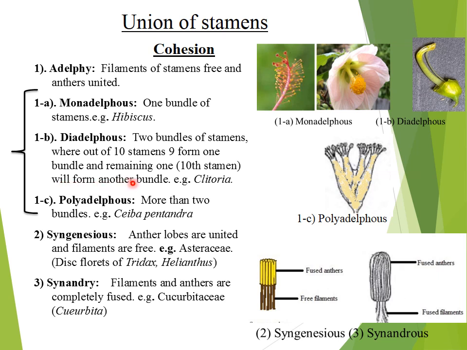Syngenesious condition. When the anther lobes are united and the filaments are free, it is known as syngenesious condition. In diagram number 2, the yellow anthers are fused together, whereas the filaments are free from each other. The family Asteraceae or Compositae contains this type of syngenesious stamens, and the examples are Tridax and Helianthus annuus. Synandry, when the filaments and anthers are completely fused. In diagram number 3, synandrous condition, both the anthers and filaments are fused together. Cucurbitaceae family is a good example of synandry.